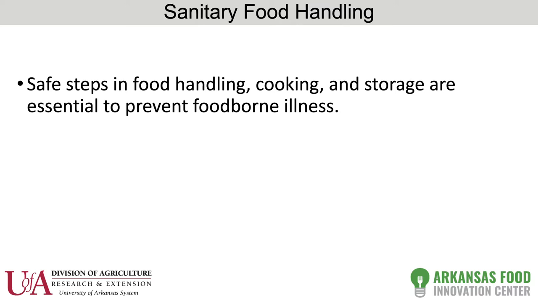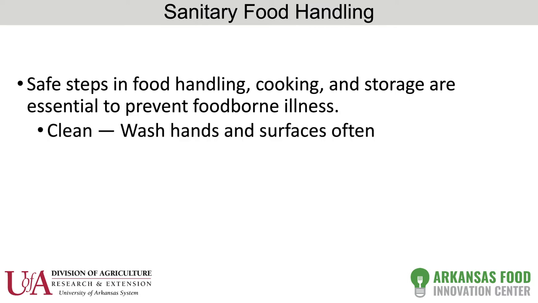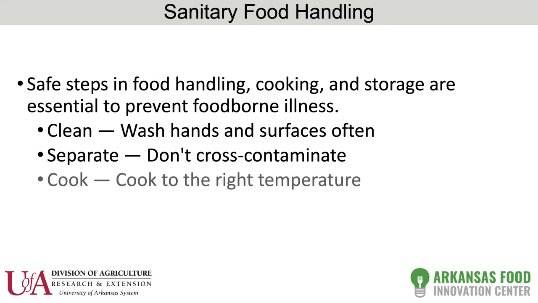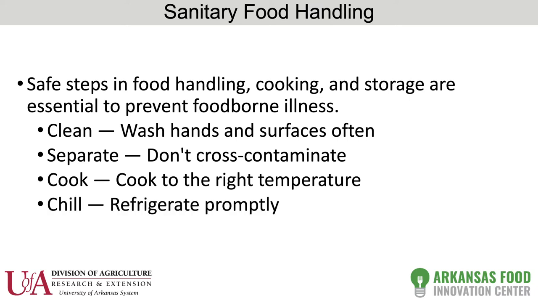In every step of food preparation, follow these steps to keep food safe. These steps are essential to preventing foodborne illness. Step 1. Clean. Wash hands and surfaces often. Step 2. Separate. Don't cross-contaminate foods. Step 3. Cook. Make sure food is cooked to the right temperature. Step 4. Chill. Refrigerate promptly.